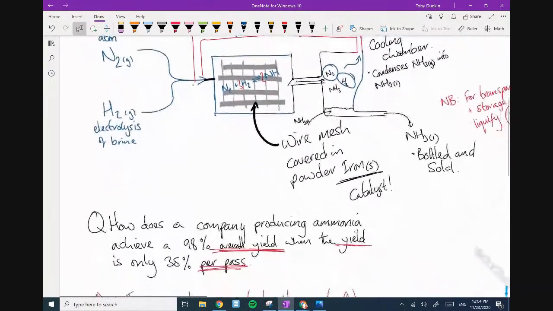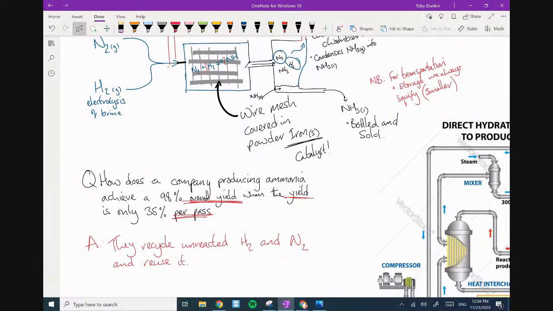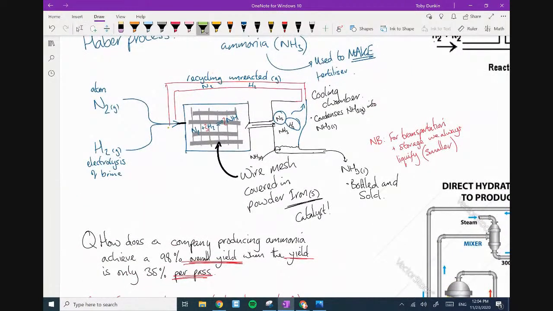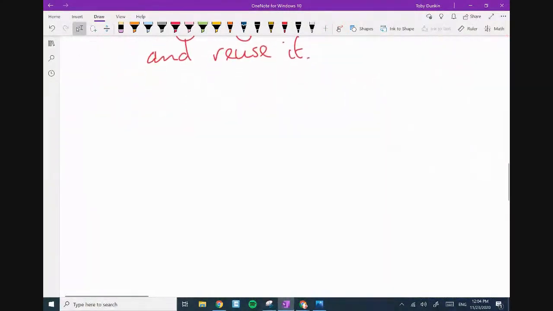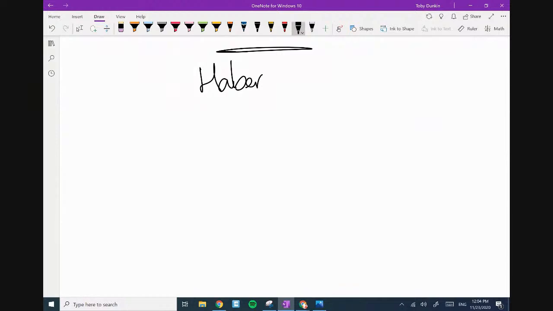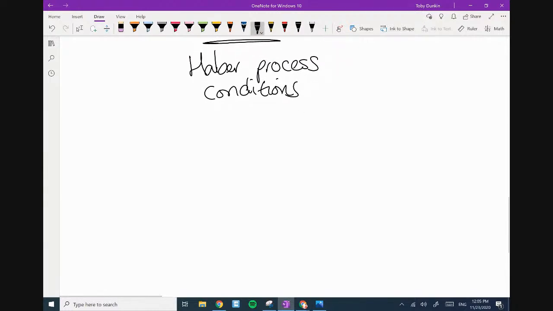So now what we need to do is talk about the conditions needed for this. So inside this vessel, what conditions do they use? Let's do Haber process conditions, nice and easy. Number one, temperature. Temperature is 450 degrees Celsius.